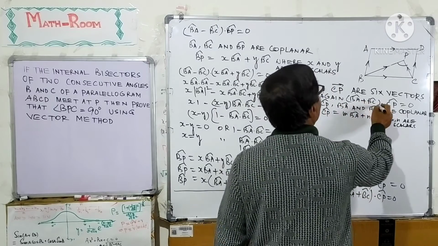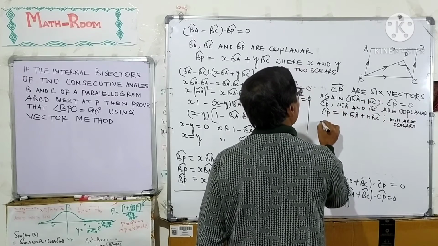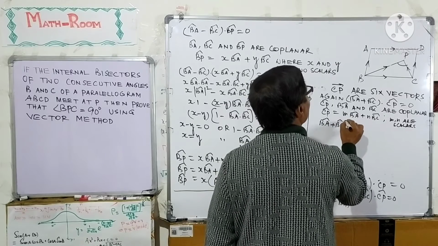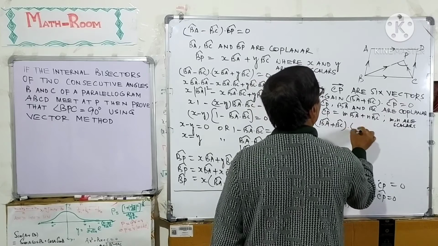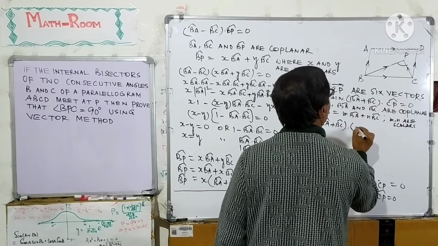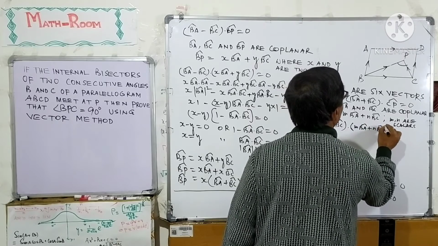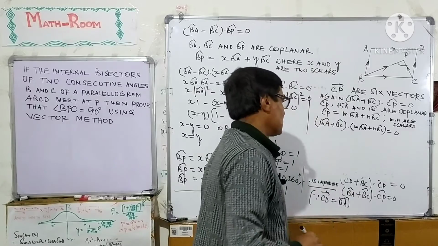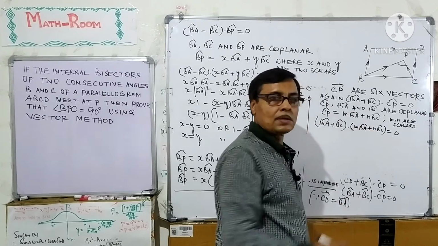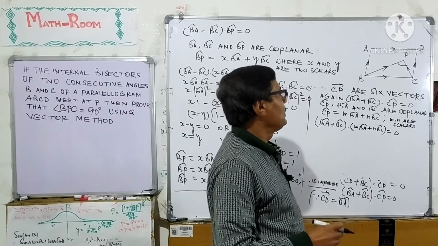So, we can put here this value of CP into the dot product: BA cap plus BC cap dot M BA cap plus N BC cap equal to 0. This is BA cap plus BC cap dot CP equal to M BA cap plus N BC cap, because CP is the linear combination of two vectors BA and CB.